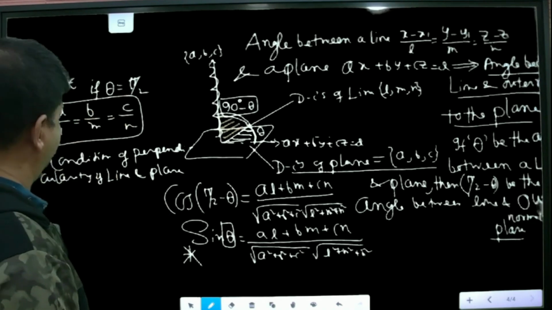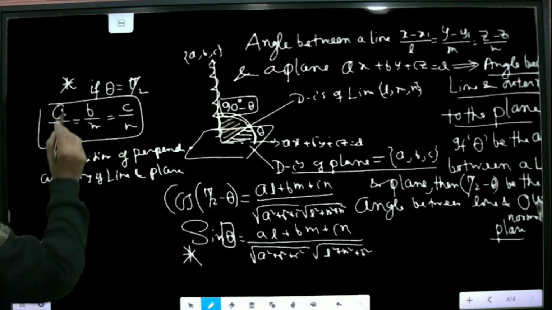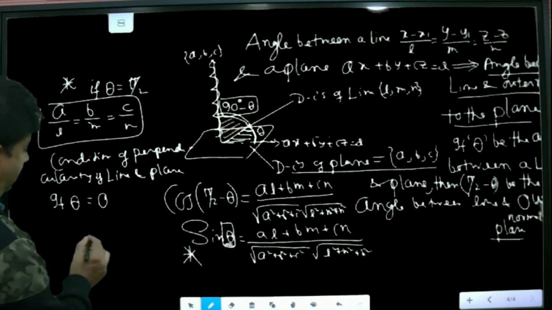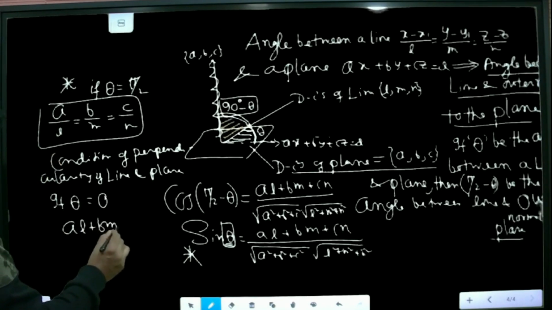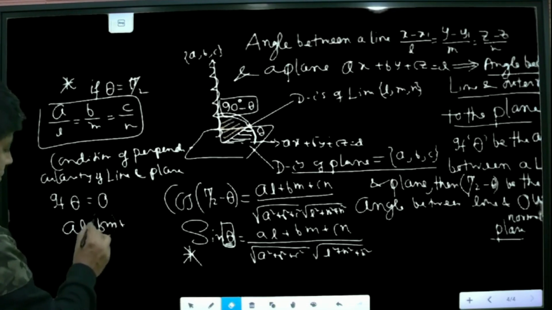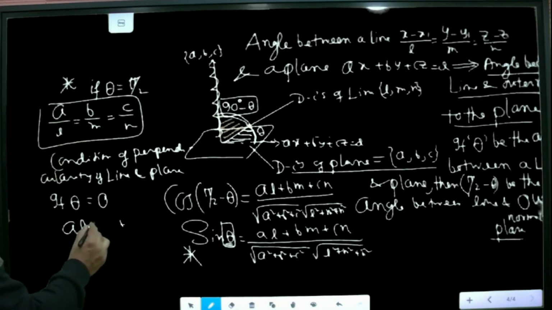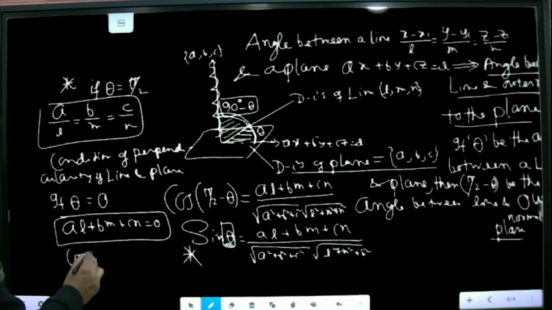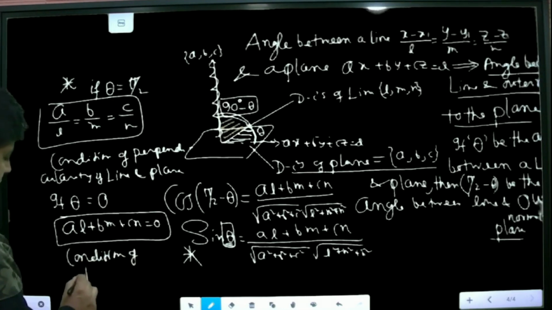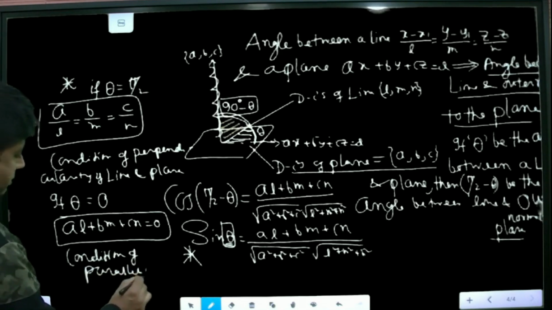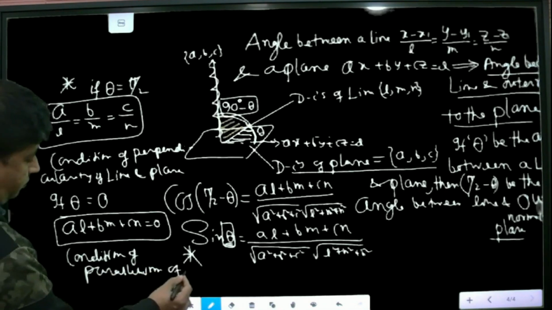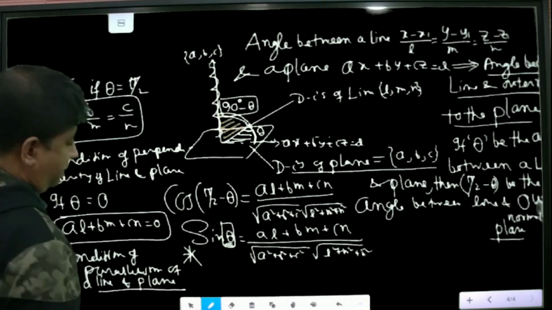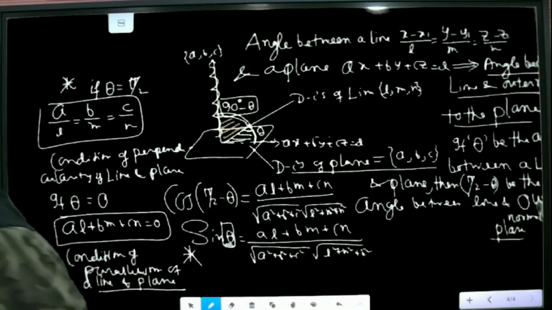If theta is 0 degree, put here, sin theta is 0, and you will get AL plus BM plus CN equals 0. This is the condition of parallelism of line and plane.